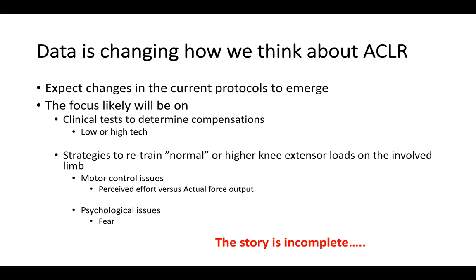And the research focus will probably be on retraining normal, where they have higher knee extensor loads on the involved side, and what the motor control issues are that underlie it, because it's pretty clear right now that what's driving these compensations isn't an issue of strength, but some kind of motor control feedback loop, like perceived effort versus actual force output. And then also psychological factors could come into play. So in short, the story is still incomplete. It will probably unravel in your first few years as a clinician.